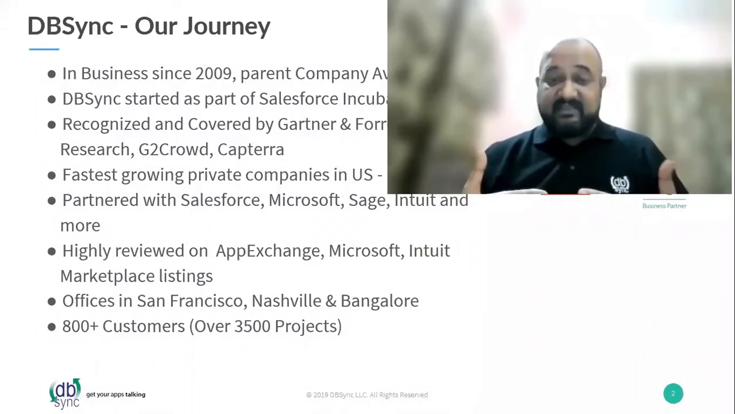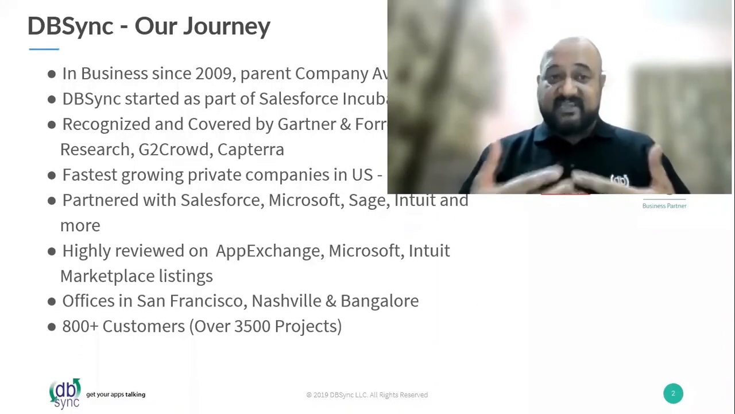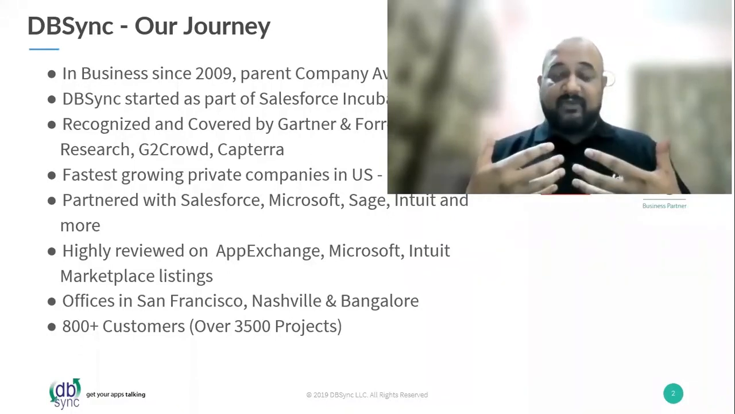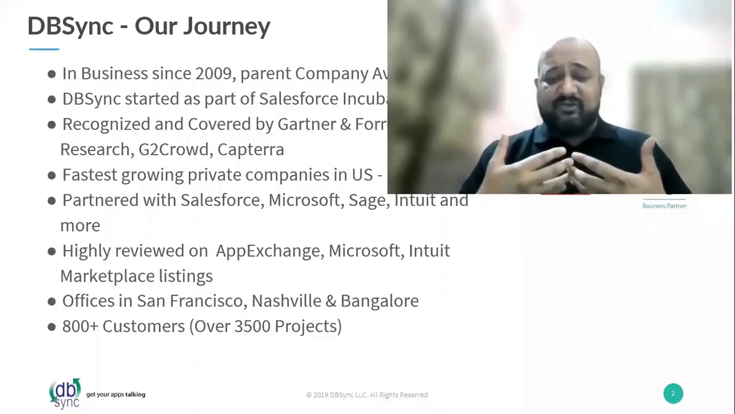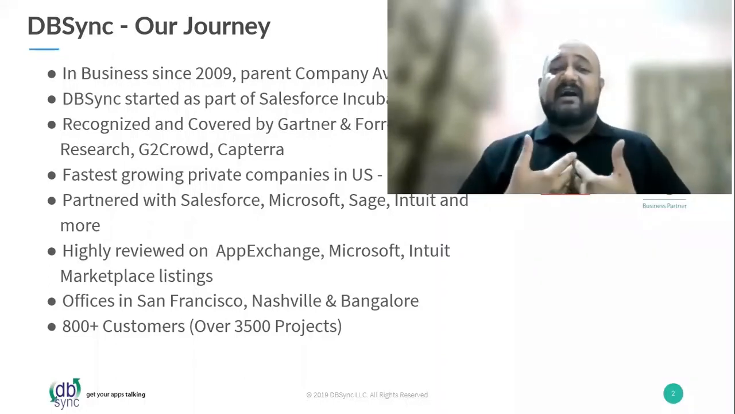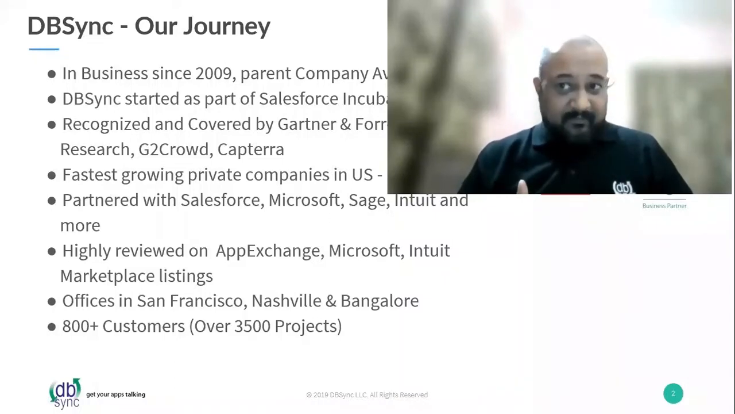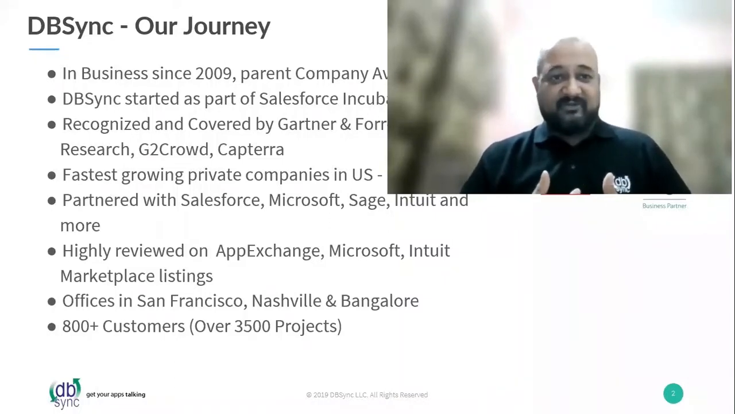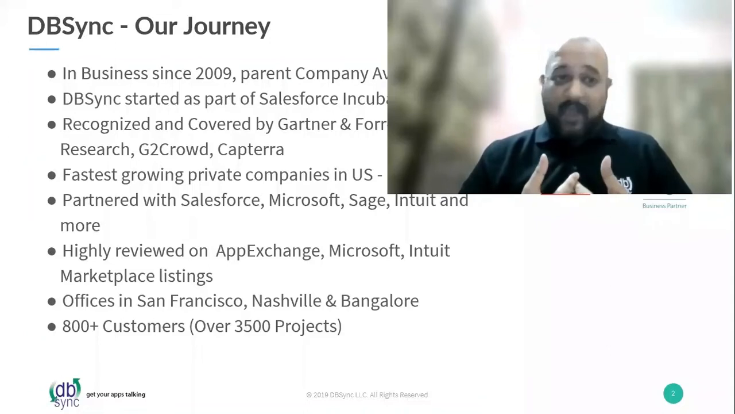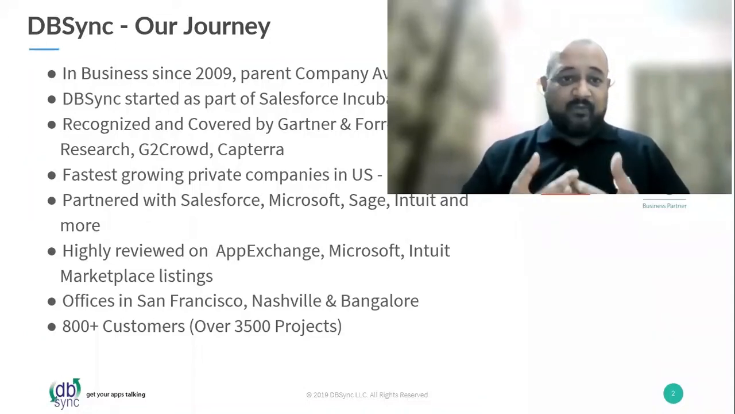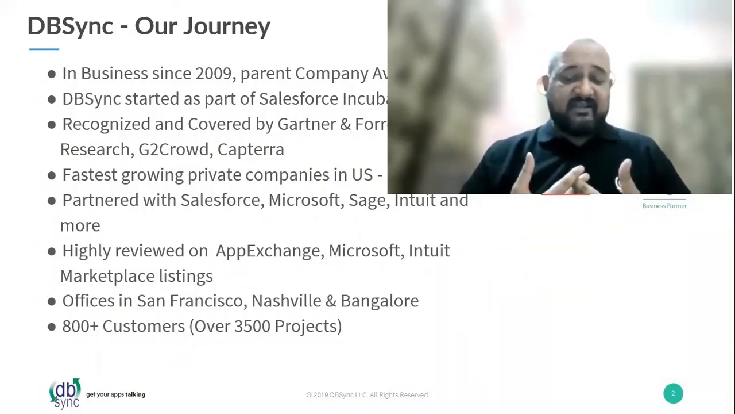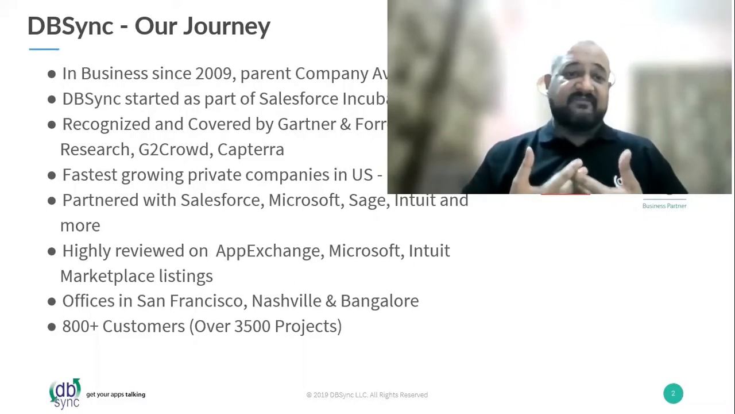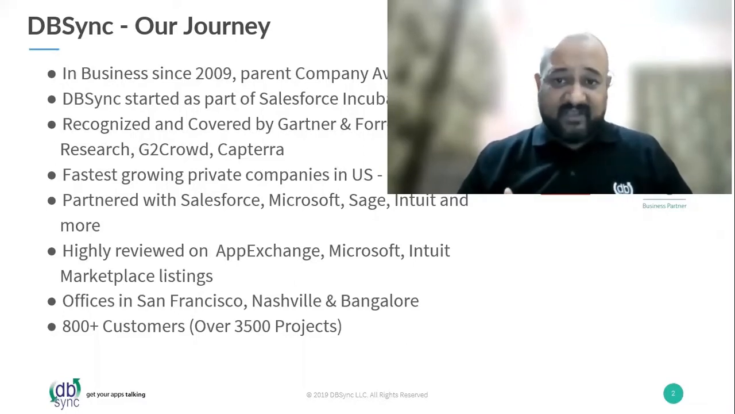Once our platform was stable, over these last 13 years, we have introduced close to 35 systems that we can integrate today. It's not just Salesforce and QuickBooks. We're well recognized as a company and well covered by Gartner and Forrester Research, G2 Crowd, and Capterra. Back in 2019, Inc. had considered us to be the fastest growing private companies in the US.